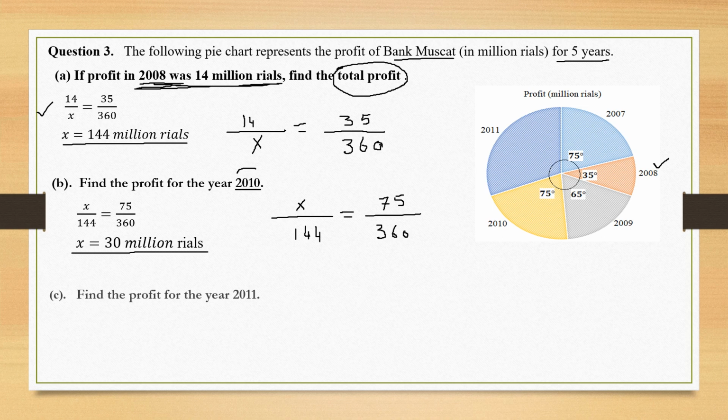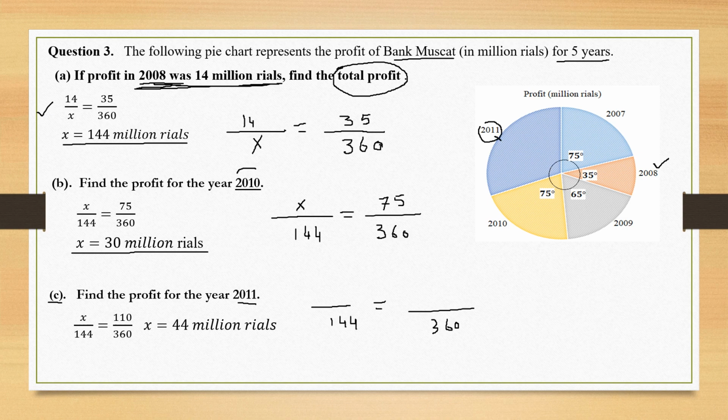Okay dear student, now in part C, we need to find the total profit for the year 2011. So for 2011 we have 360 degree, the total angles, and the total profit for the 5 years is 144. Now look at the angle. This is 2011. Its angle is not given because it is missing, but we will find it out.